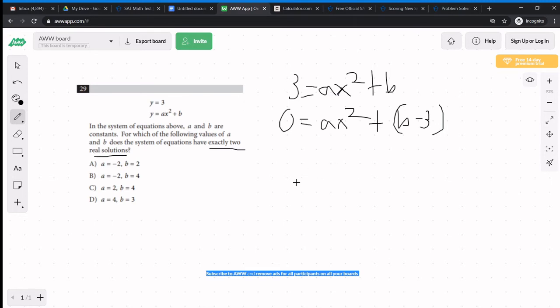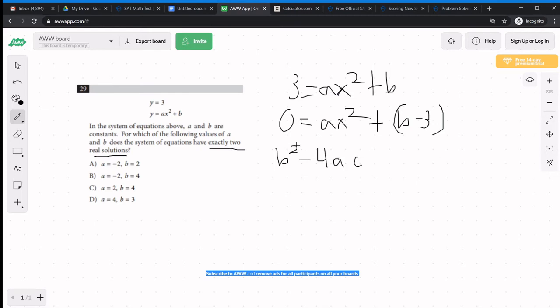How do we figure out the number of real solutions? The easiest way to figure that out is to use the discriminant. Those of you who don't know, the discriminant is b squared minus 4ac. This is the number that's inside of that square root in the quadratic equation. And if this number is positive, that means there's two real solutions. If it's 0, that means there's one real solution. And if it's negative, that means there's two imaginary solutions.